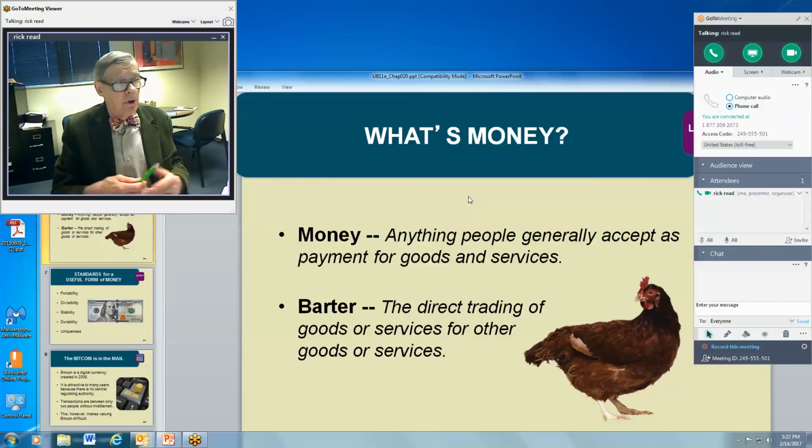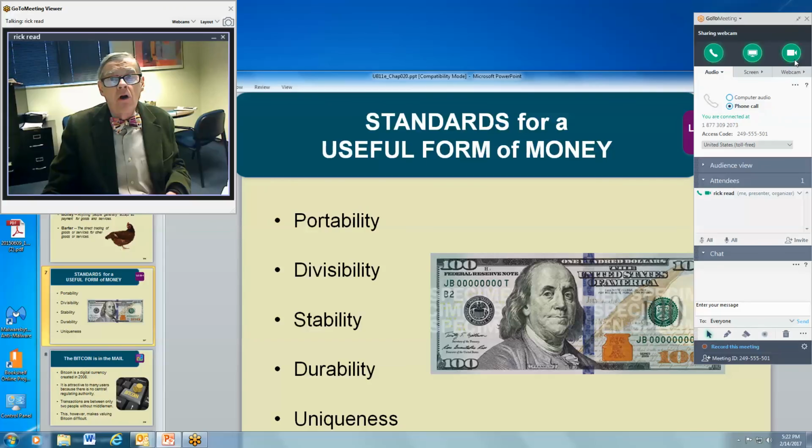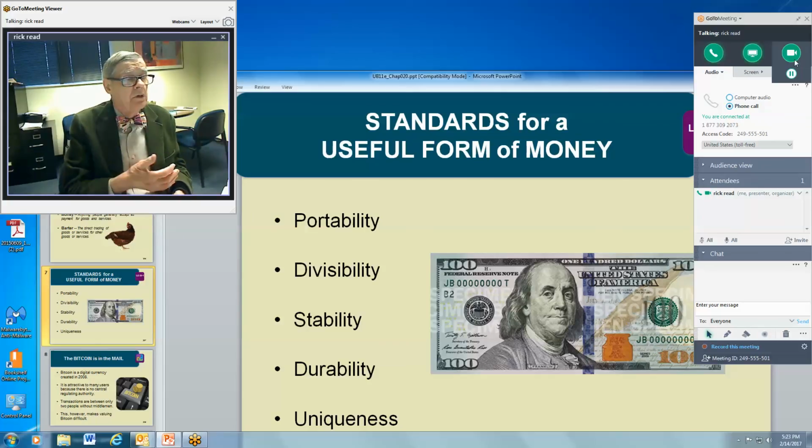These are the standards for a useful form of money. It has to be portable, which means you could carry it around easily. Easily divisible. Now we know that a dollar is worth 100 pennies, 20 nickels, 10 dimes, 4 quarters, 2 half dollars. It has to be relatively stable, which means it's going to last a while. We know that coins will last longer than paper, and there's a continual discussion as to whether we ought to have more coin in circulation than paper. Paper tends to win out, and it's not something we really need to talk about.